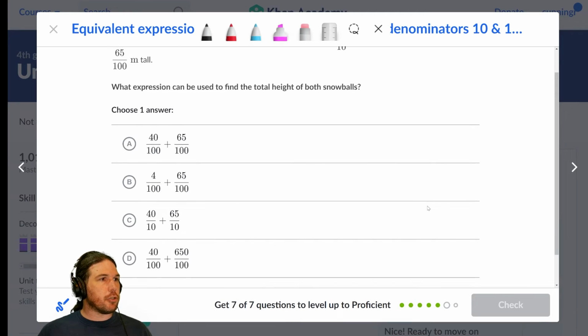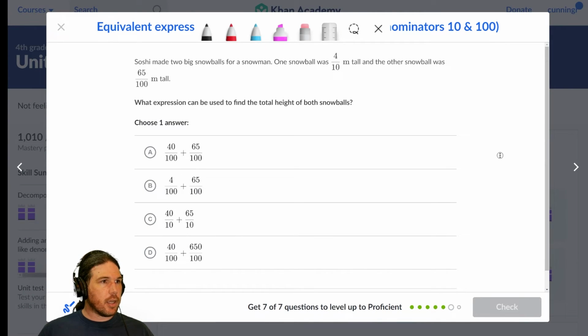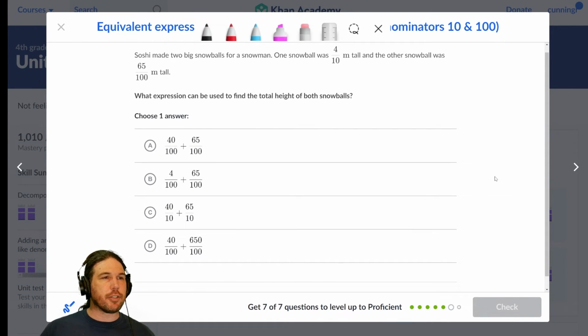So she made 2 big snowballs for a snowman. One snowball was 4/10 meters tall. The other was 65 over 100 meters tall. Well, that 4/10 is the same thing as 40 hundredths. Then we just have to make sure that we have not changed our 65 over 100 at all. Like D here is a little bit tempting because it has the 40 over 100, but 650 over 100 is not the deal.